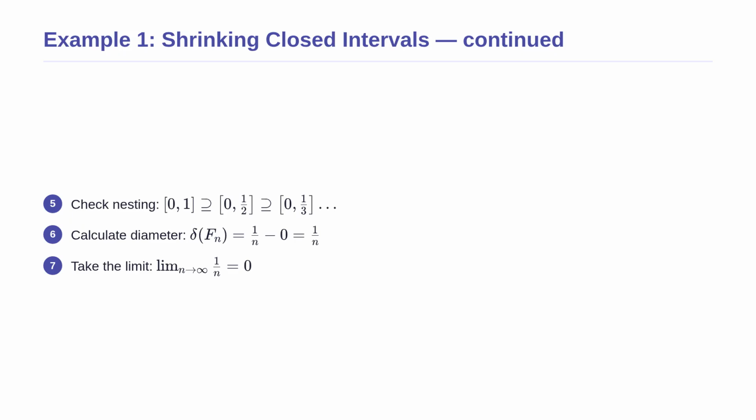On the real number line, the diameter of an interval is simply the larger endpoint minus the smaller endpoint. So 1/n minus 0 gives a diameter of 1/n. Finally, we take the limit as n approaches infinity. As the denominator grows infinitely large, the fraction 1/n shrinks down to exactly 0. The size condition is perfectly satisfied.